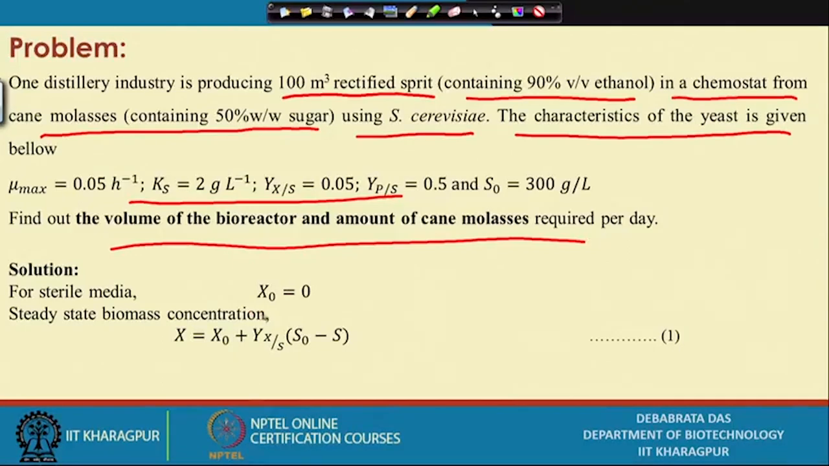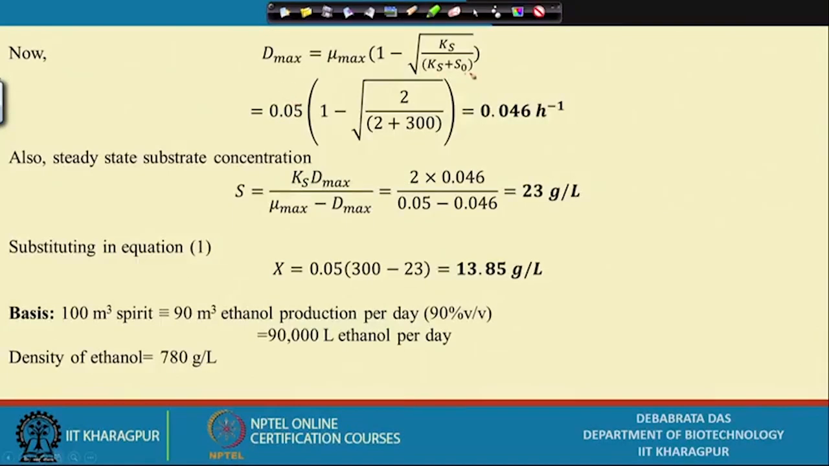So, here if you consider sterile media, X0 equal to 0. Then steady state cell mass concentration will be X equal to X0 plus Y_X/S into (S0 minus S) at Dmax, equal to this value. Am I right? And ethanol is considered as a growth associated product. So, we assume if we operate at Dmax, we will get the maximum amount of ethanol production. So, this S value is this and this is the cell mass concentration.